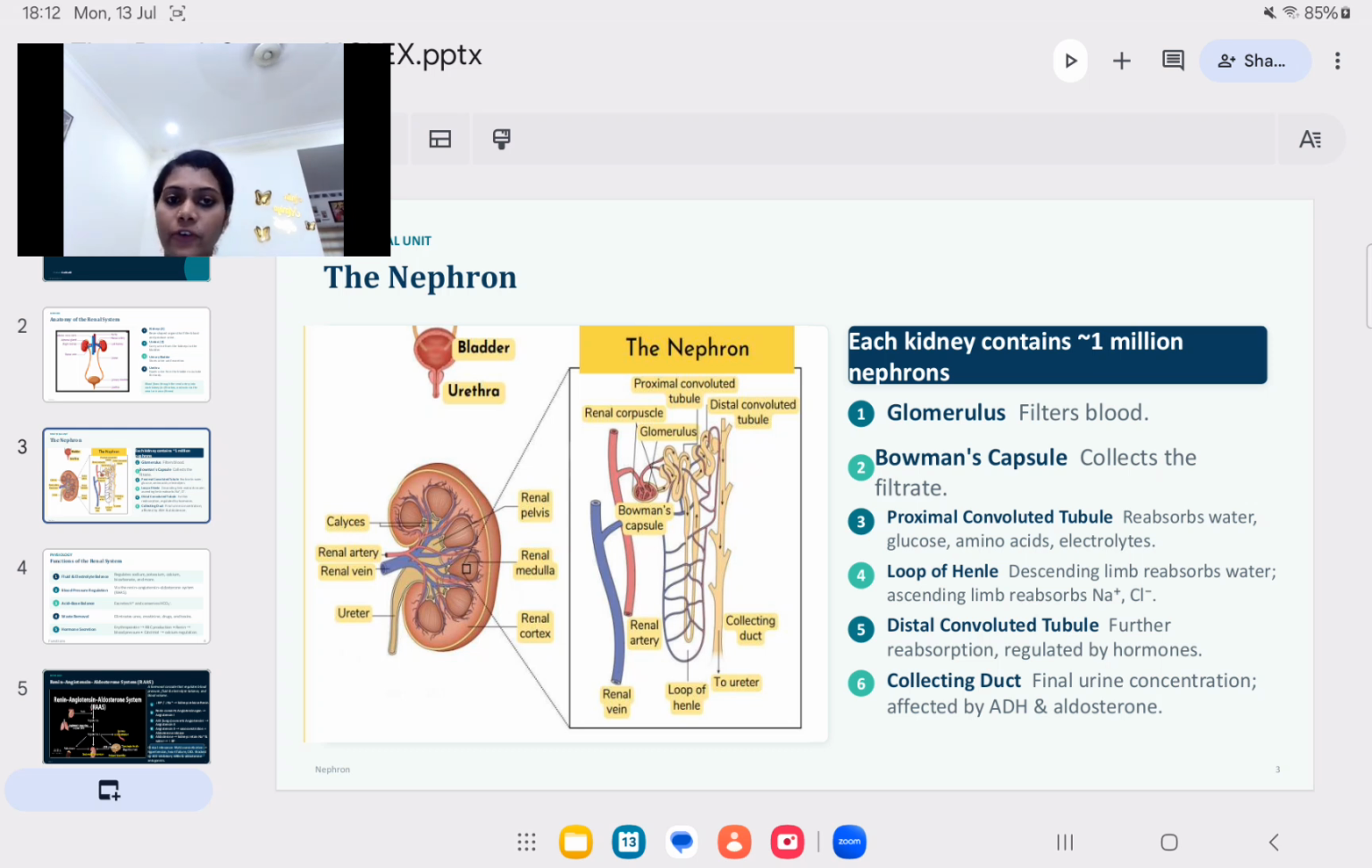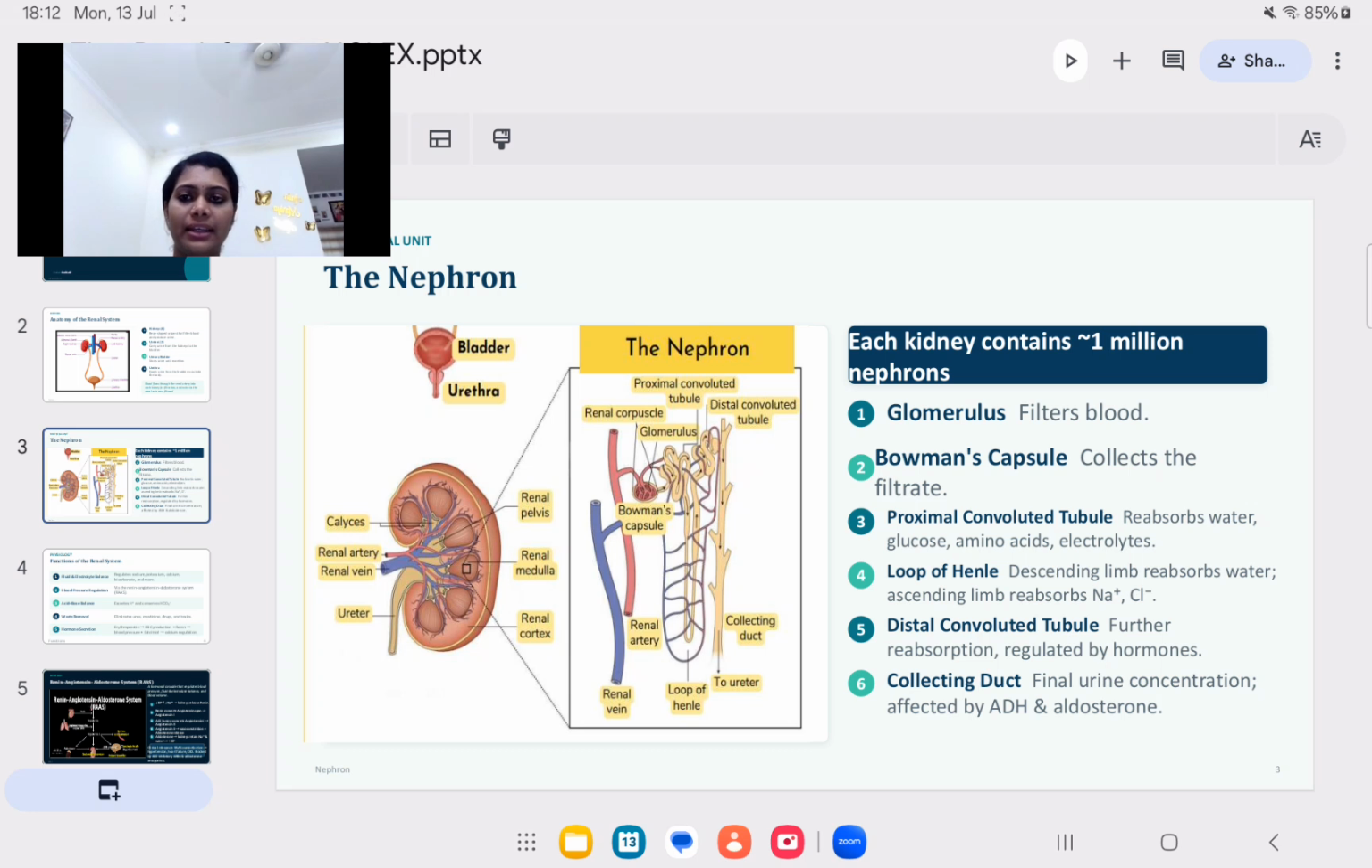So is that clear for all? That was the pathway of urine from the kidney. There are millions of nephrons present. In the nephrons, the blood is filtered, and the proximal convoluted tubule, loop of Henle, and distal convoluted tubule are the three main portions where all the reabsorption takes place. In the proximal convoluted tubule, the reabsorption of water, glucose, amino acids, and electrolytes takes place.